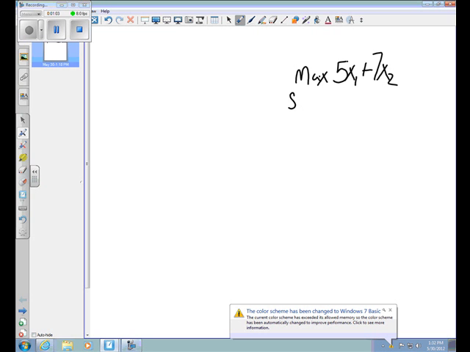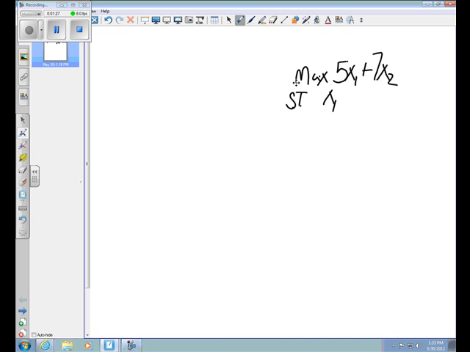We say we want to maximize 5x1 plus 7x2, subject to a couple of constraints here. The first one is x1 must be less than or equal to, that's supposed to be x1. Kind of difficult to draw using this smartboard. Let me erase that. Subject to x1 must be less than or equal to 6.